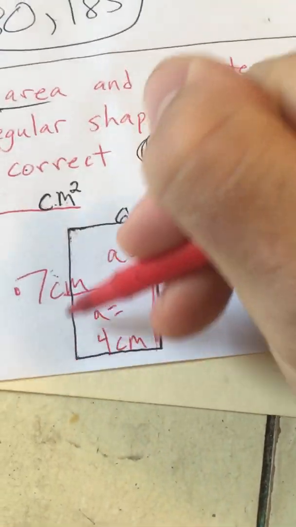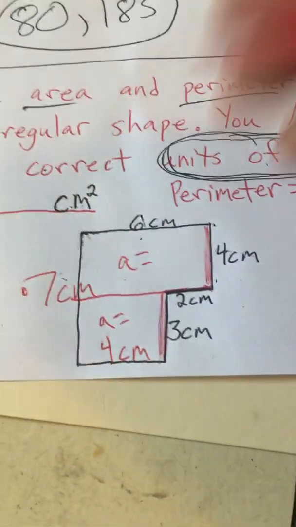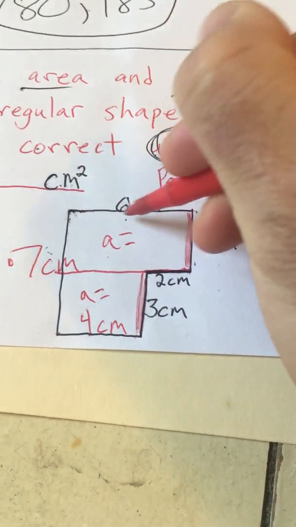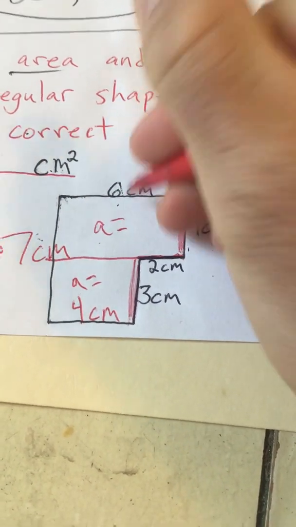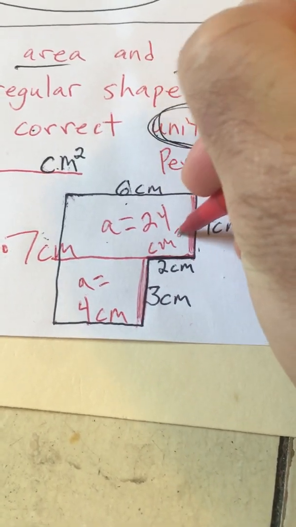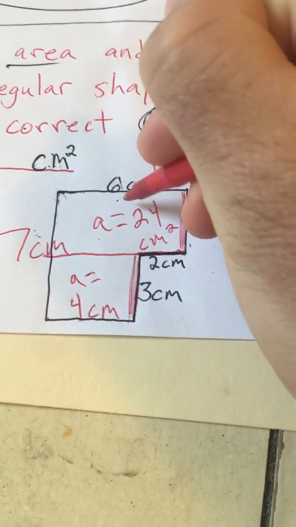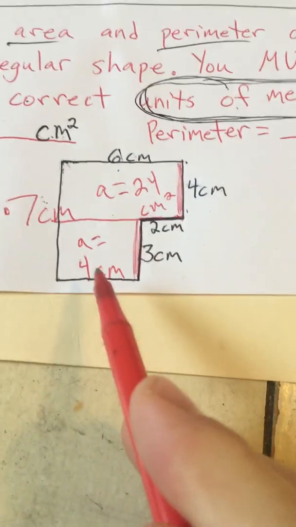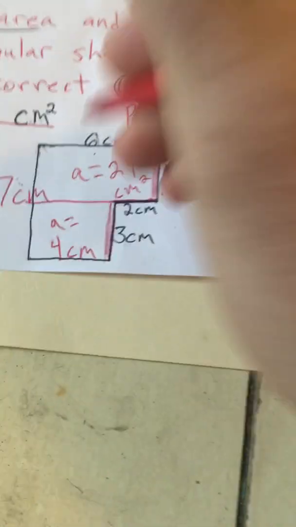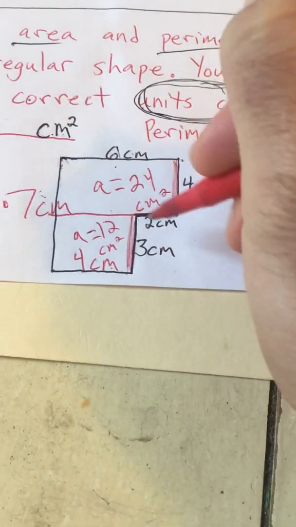So we're not using 7 because that's now been cut up. We're going to use 6 times 4 for this part. This is the length. This is the height. 6 times 4 is 24. Centimeters squared because we did centimeters times centimeters. So that part's 24. Let's find this part. It's 4 as the length and 3 as the height. So 4 times 3 is 12 centimeters squared because it was centimeters times centimeters.